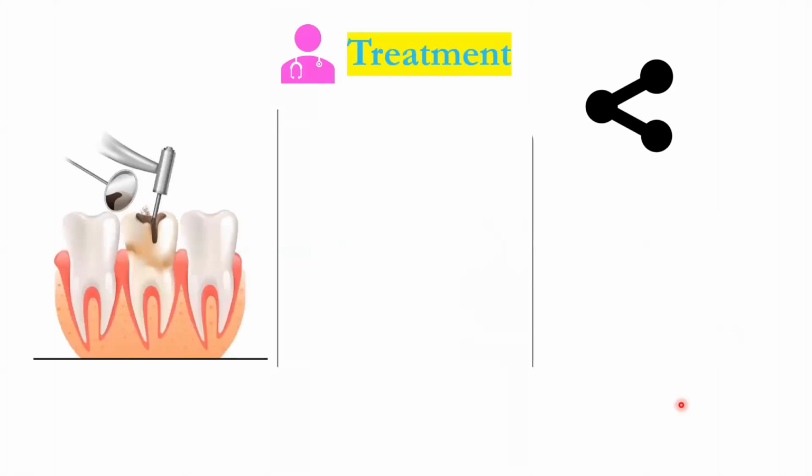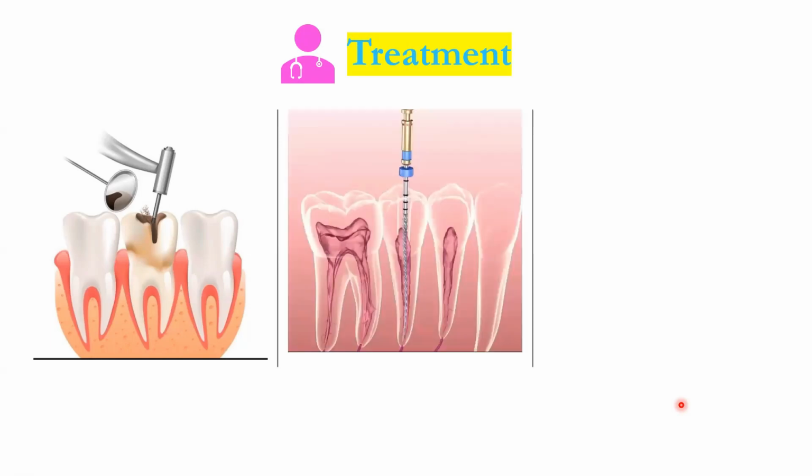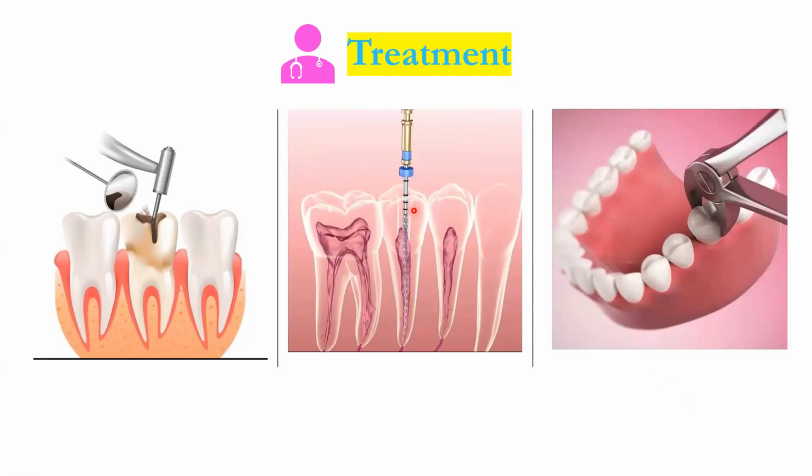So treatment depends on how far the caries has progressed or what's the extent of involvement of the caries. If it is just limited to the enamel caries, we do a cavity preparation and then restore it with restorative material. If suppose it has involved the pulp, then we'll have to do root canal treatment, and if the tooth has gone beyond repair, then extraction or exodontia is the treatment of choice.